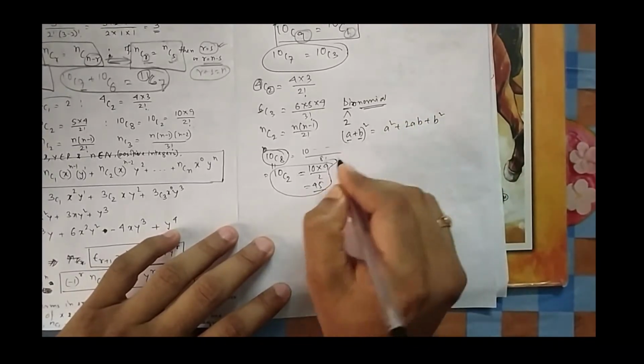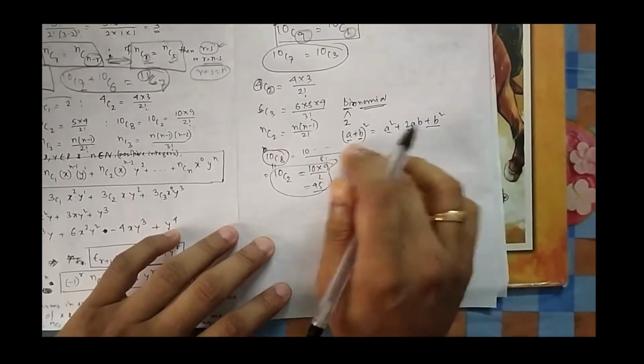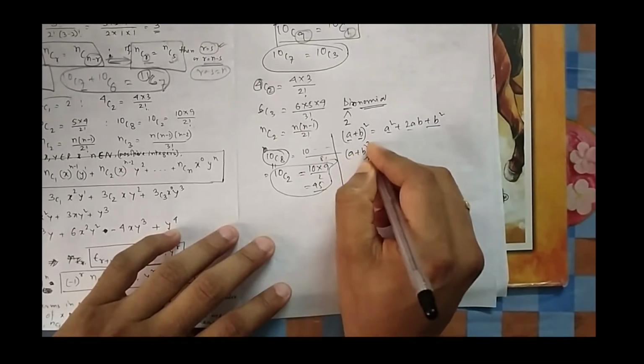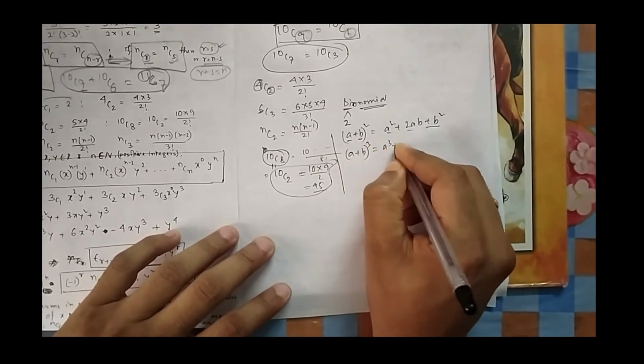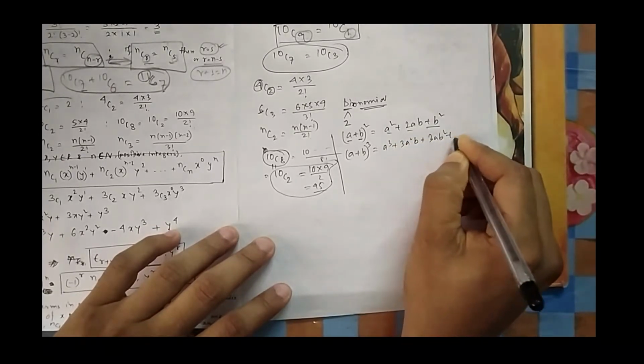Two terms, because it is a binomial. And this is the expansion. You have already multiplied it, you have got it. Now if you have a plus b whole cube, then it is a cube plus 3a square b plus 3ab square plus b cube.